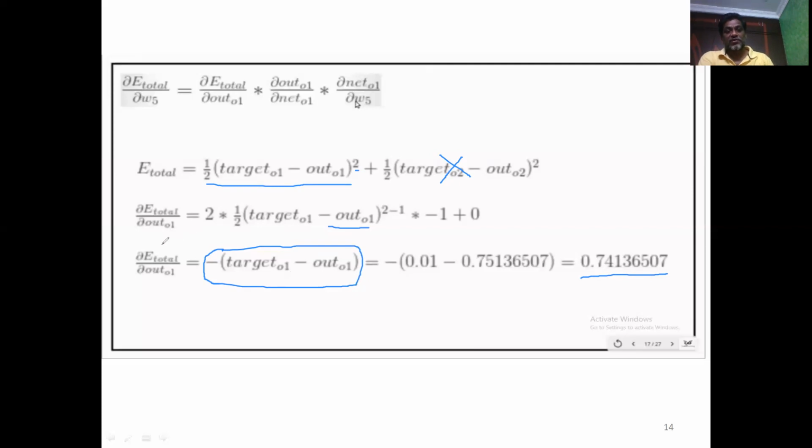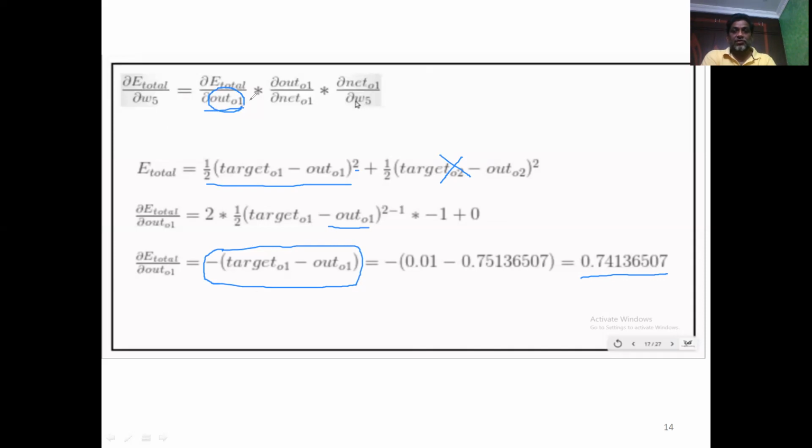Similarly, whenever you want to calculate dou E total by dou out O2, what will be the formula? Out O2 minus target O2. Okay, and so on. You'll use the same formula every time you try to calculate dou E total by dou out of whichever output it is. So it depends on this.